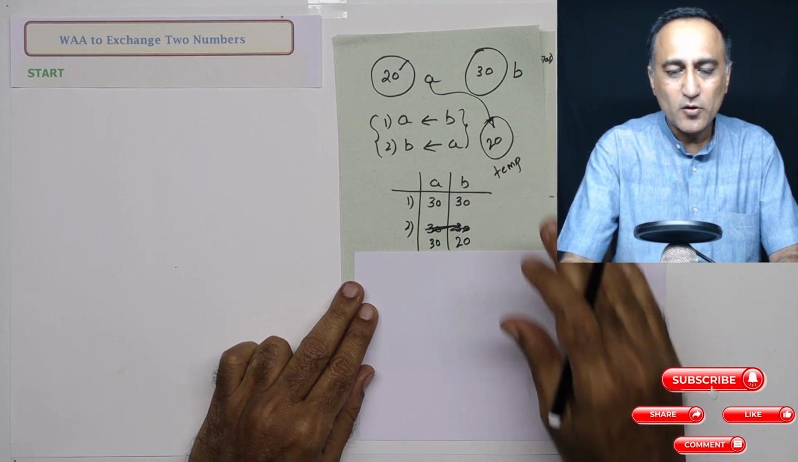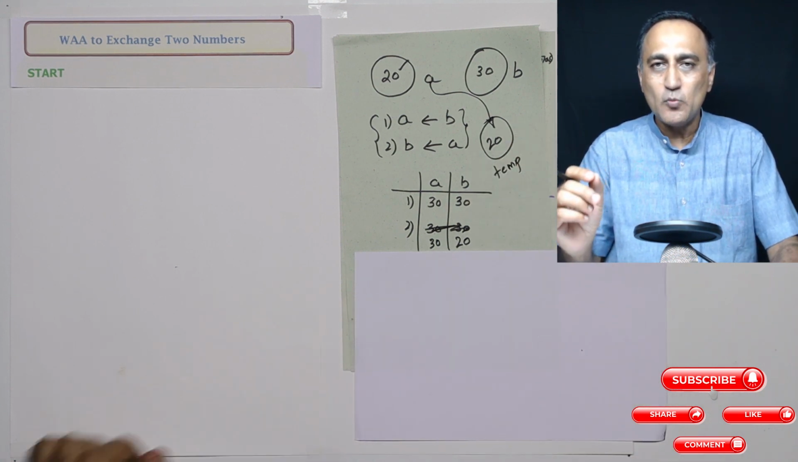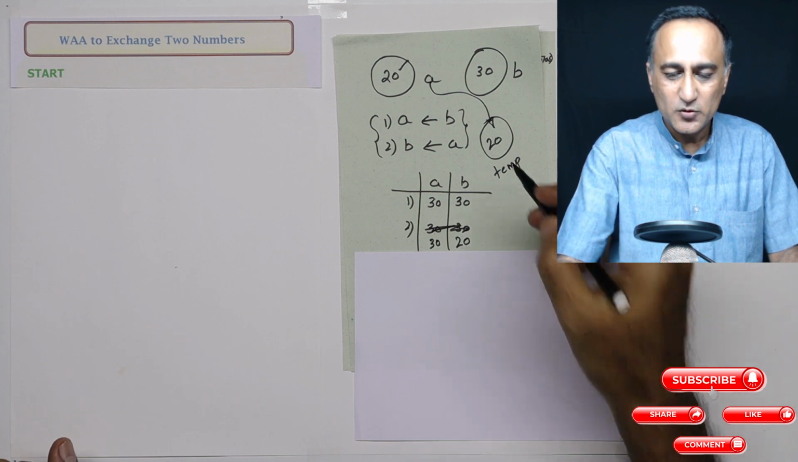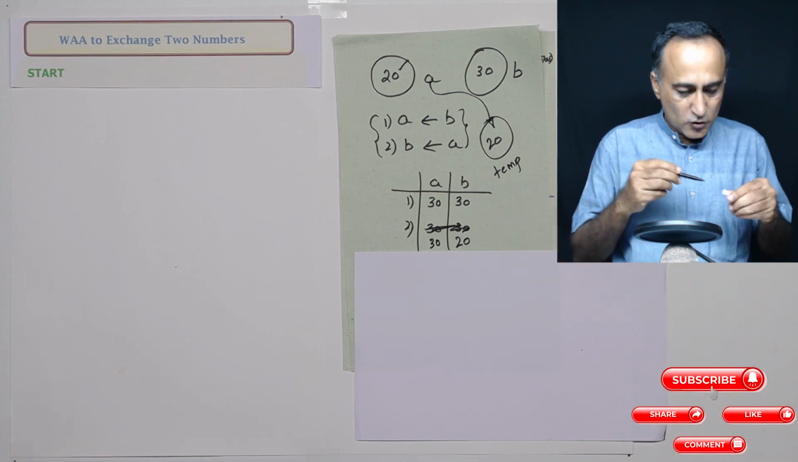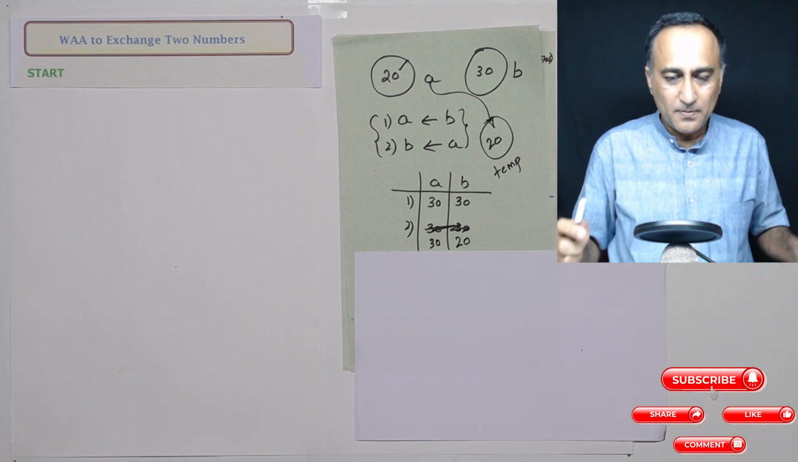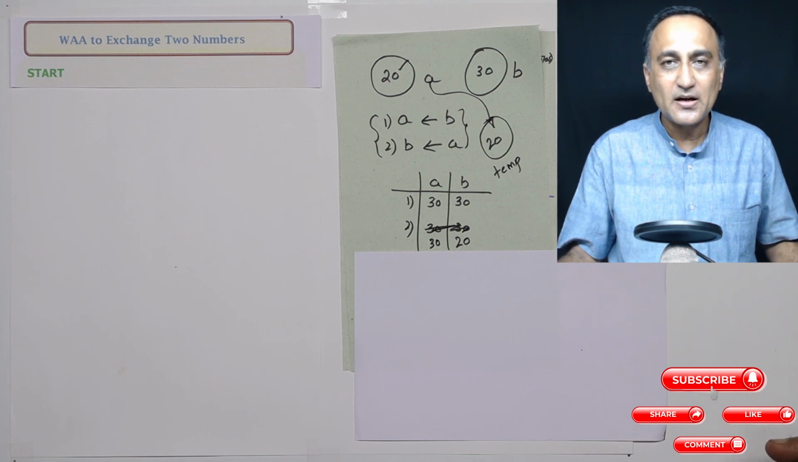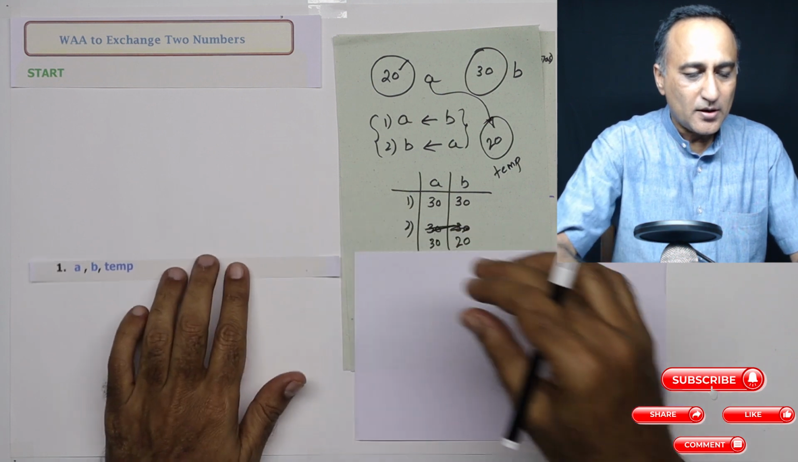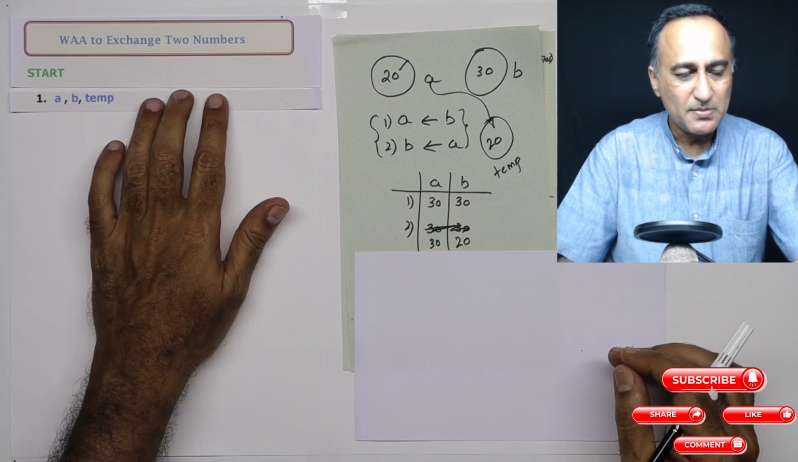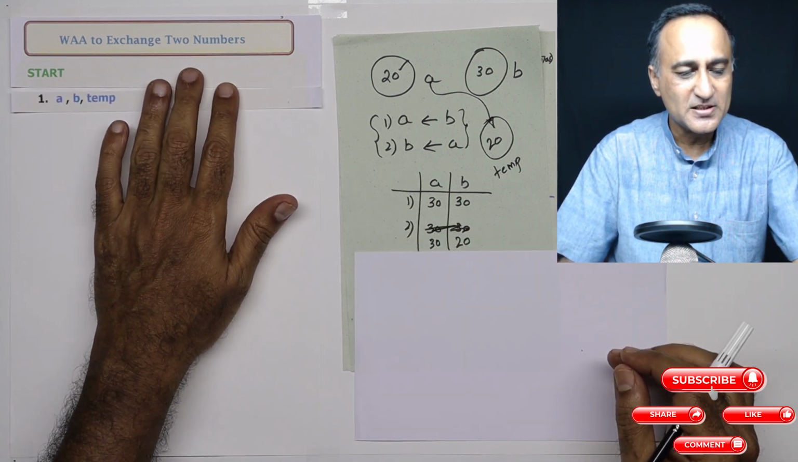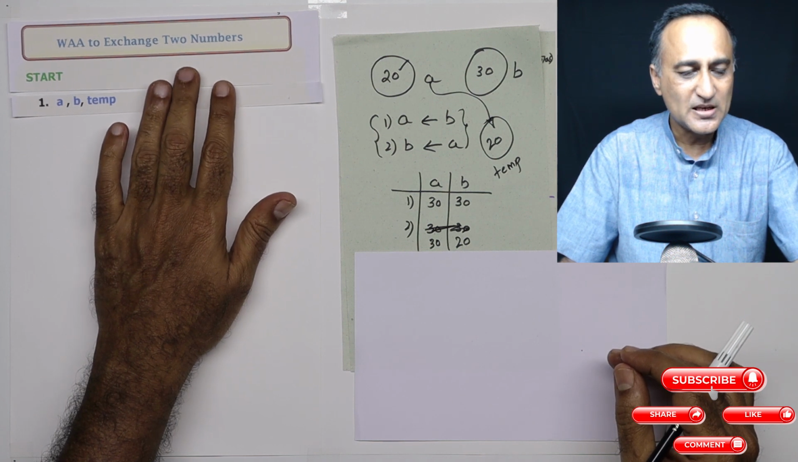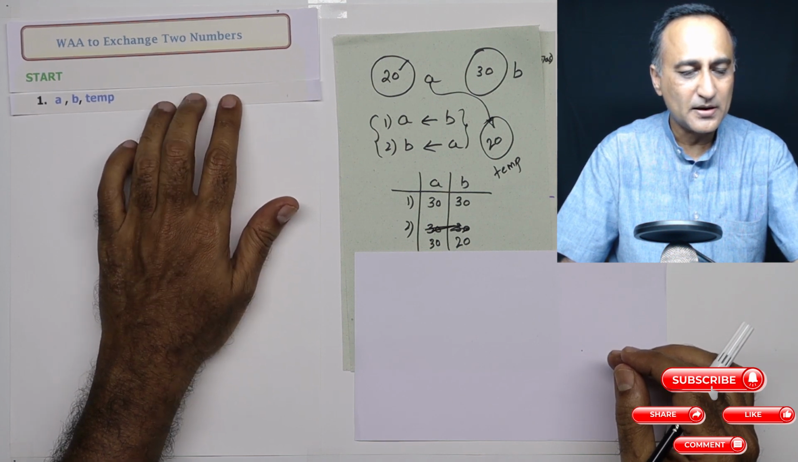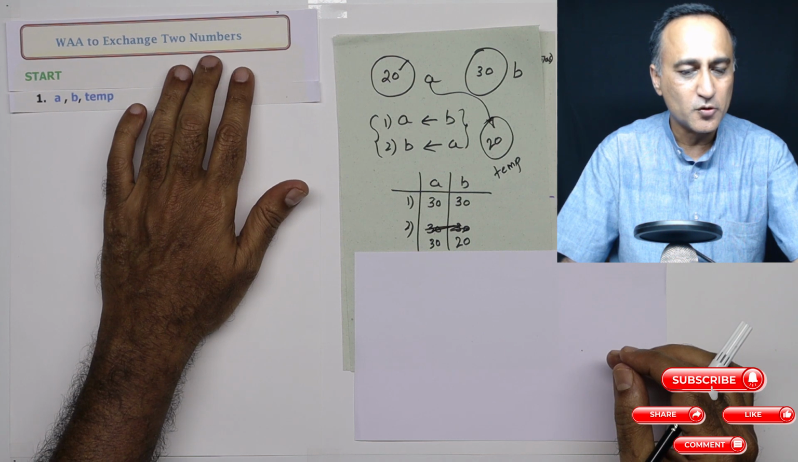So this is the way you're going to exchange the values of two memory locations or two variables using a third variable. In order to do this particular problem, I'm going to use three variables. Let's call them A, B and temp. So when I use these three variables A, B and temp, that forms my first step.